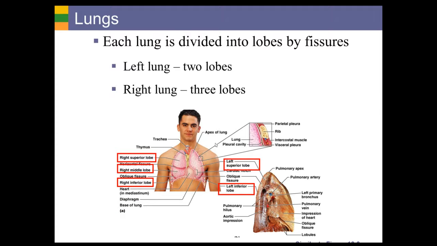Your lungs are asymmetrical. On the right side, you've got 3 lobes, the superior, middle, and inferior lobe. On the left, you've got just a superior lobe and the inferior lobe. Your right lung is also larger than your left lung because your heart is slightly left of center.